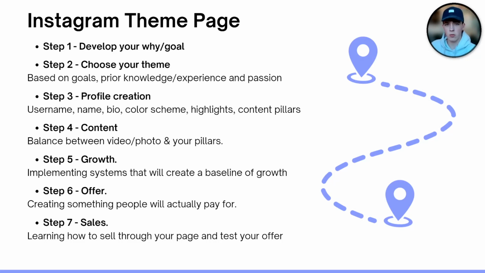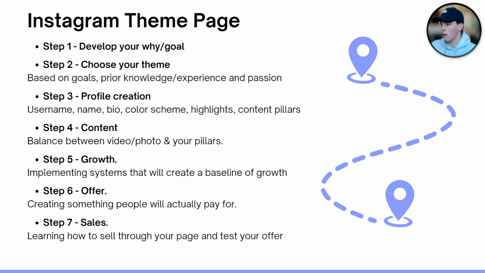Step three, profile creation. This is pretty self-explanatory. Everything in your profile is based around, so for example, your username, name, bio, color scheme, highlights, content pillars. Those are all the things people can see on your page when they actually hop onto your page and visit your page. What are the things they can basically see? Are they the highlights, the profile picture, the color scheme, the content you actually do post? So every little thing on the Instagram theme page matters, because the whole goal is to get a lot of eyeballs to your page and then convert those people to followers, right?